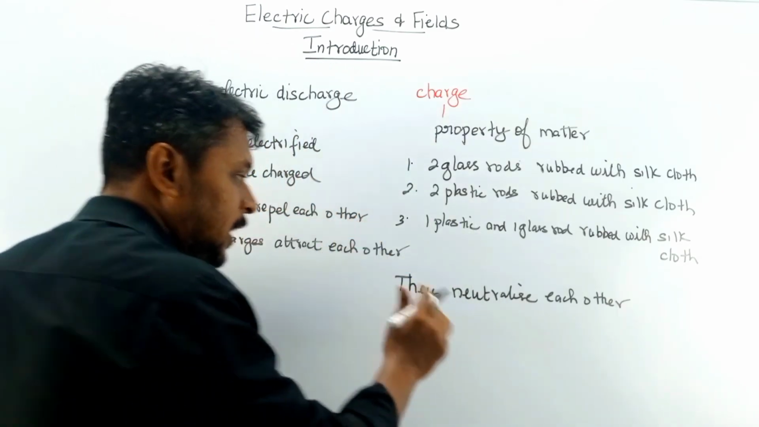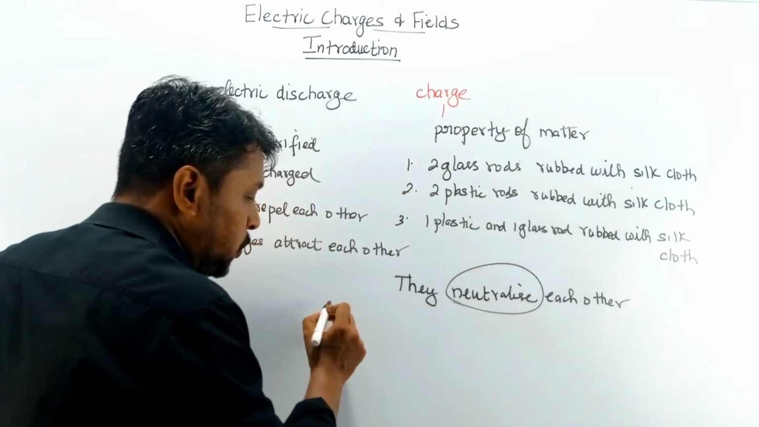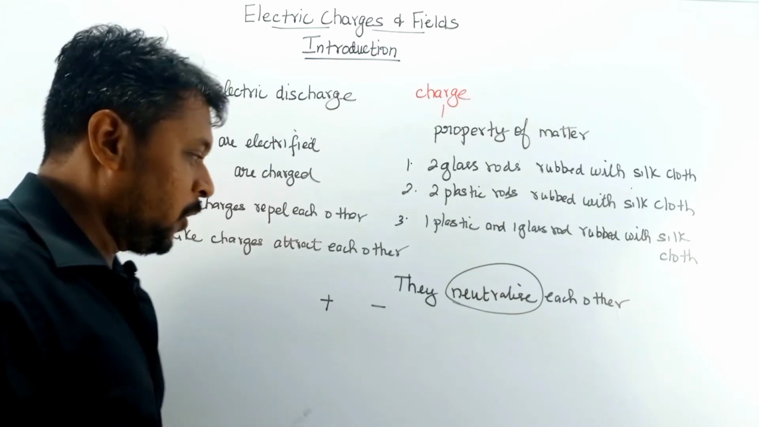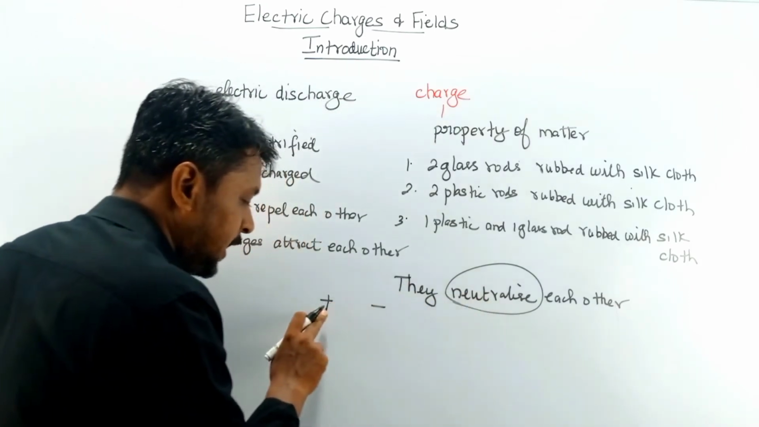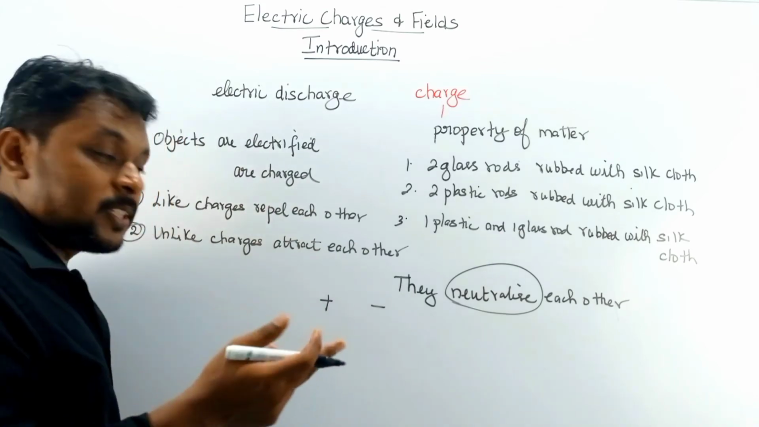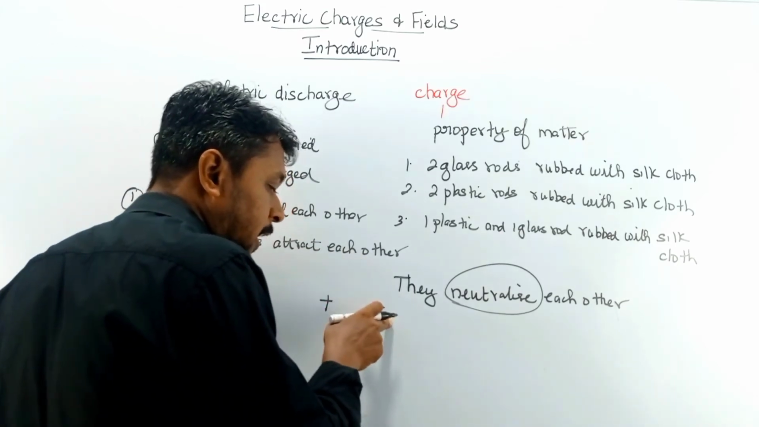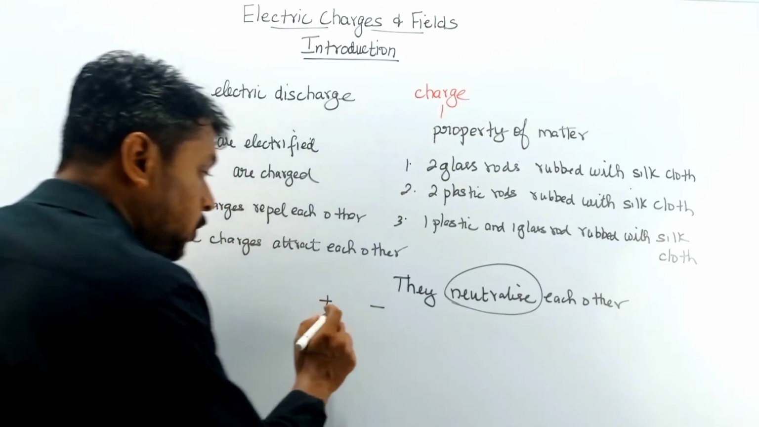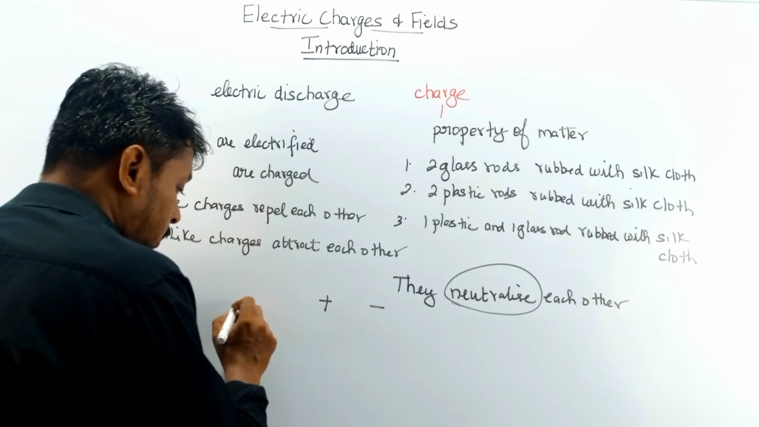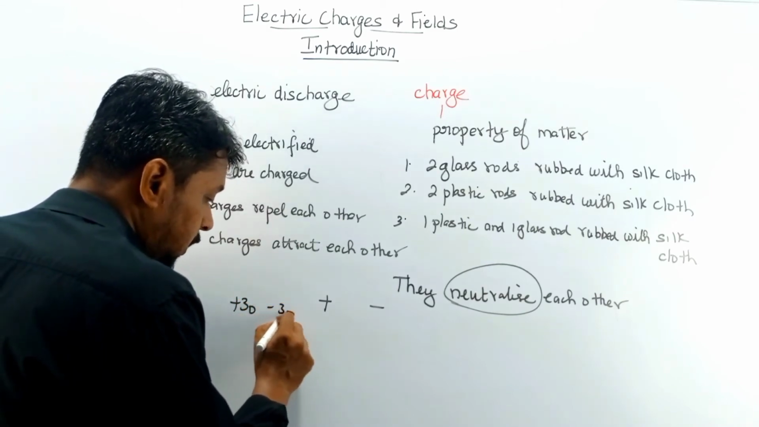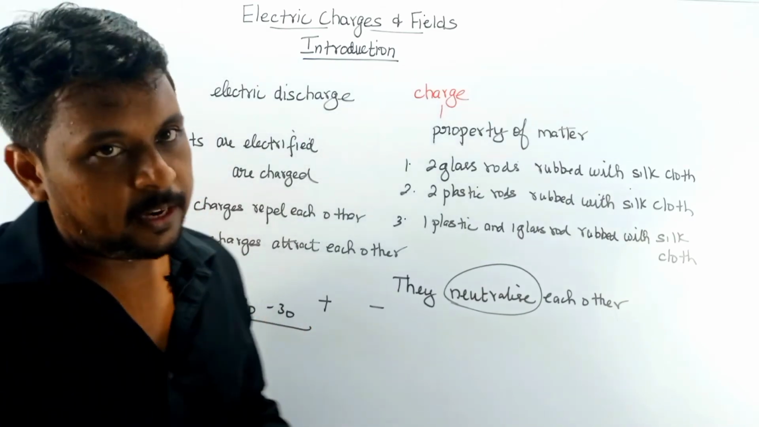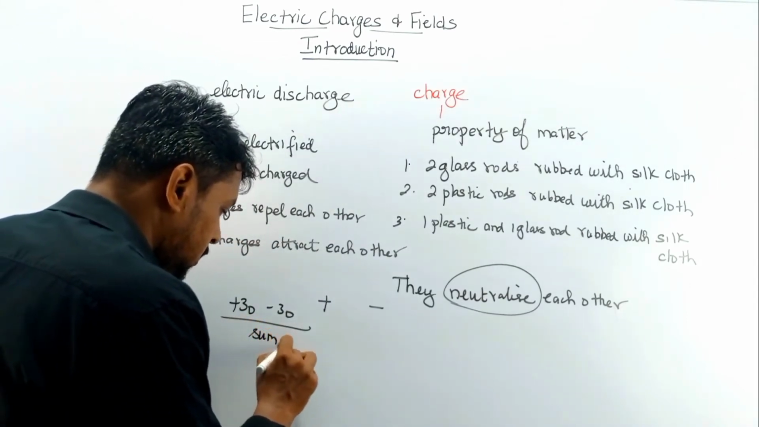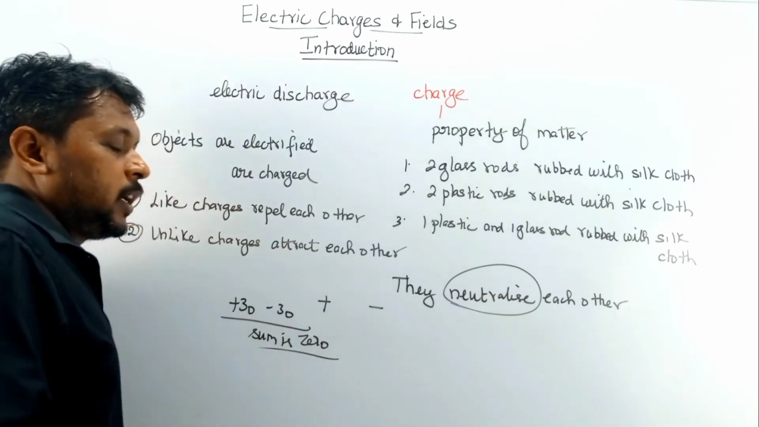From this term neutralization, they created two terms which we call positive and negative. We say that neutralization means it has equal quantities of positive and negative charge. So we call this positive and negative charge, or the polarity of charges. When these two are equal inside a particular object, for example plus 30 and minus 30, we say the object is neutral in nature. The summation is 0.